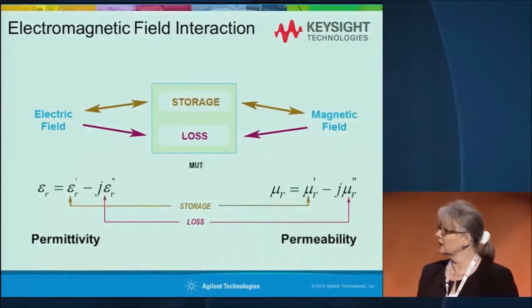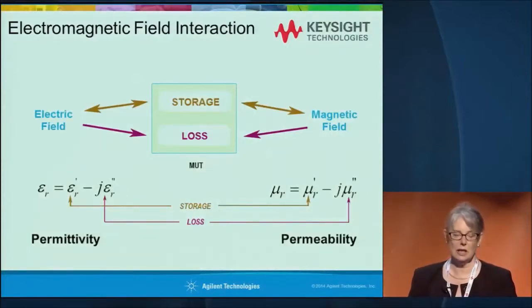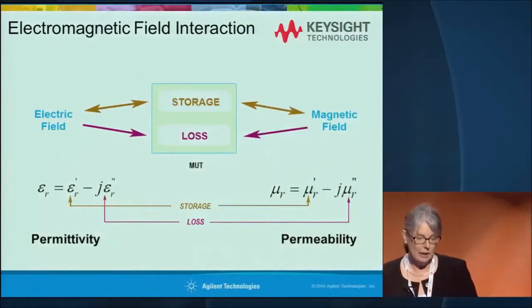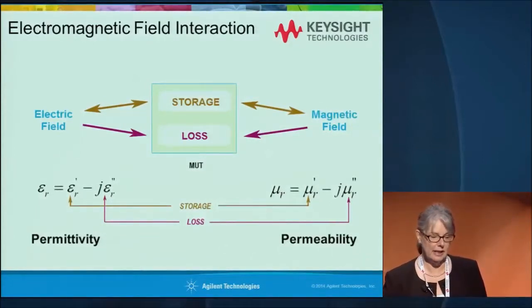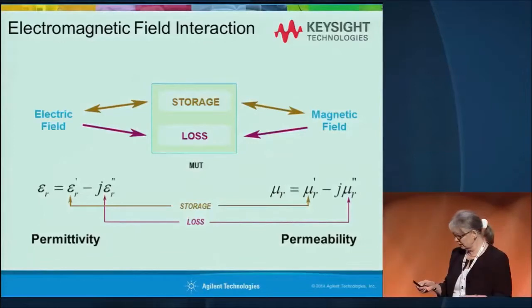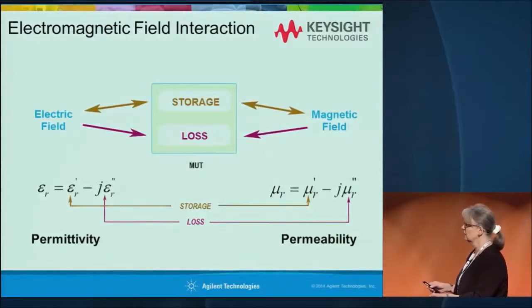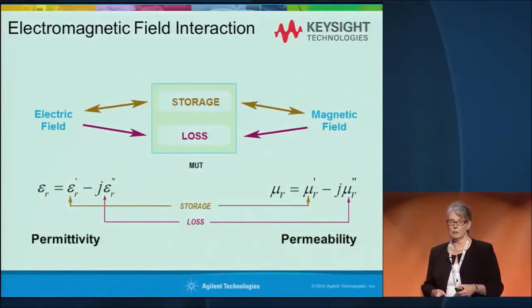Okay, so permittivity and permeability. These represent the interaction of a material in an externally applied electromagnetic field. Permittivity is the dielectric properties, and it's represented by the Greek letter epsilon and the little r there. The little r is because this measurement is relative to free space, so it's basically a ratio, and with that ratio we get rid of any units, so it's a unitless measurement.